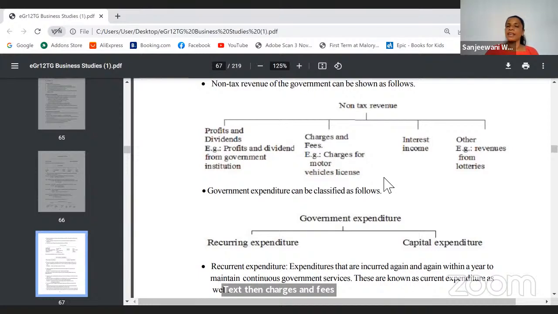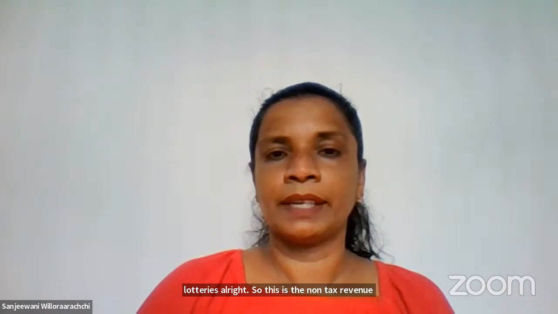Charges for motor vehicle license, interest income. Then now, if you get some revenue from lotteries, that is also considered as non-tax revenue. So these are non-tax revenue, children. What are non-tax revenue? Profits and dividends, charges and fees, interest income, and other income such as revenue from lotteries. All right. So this is the non-tax revenue flow chart. Then we'll go back to our presentation.